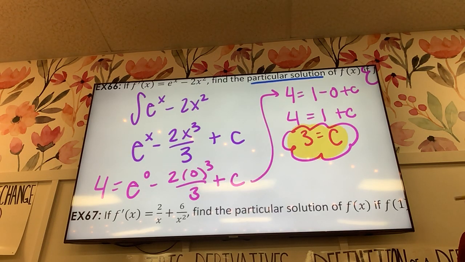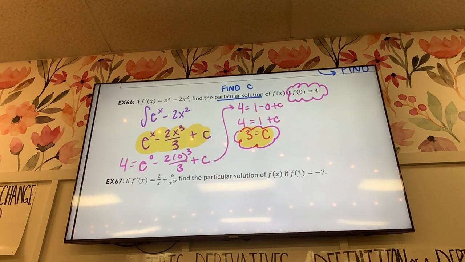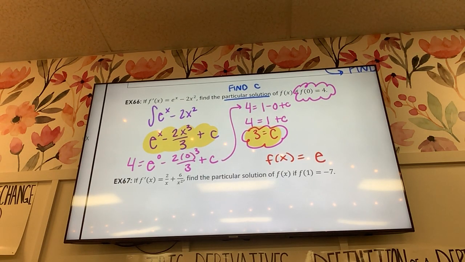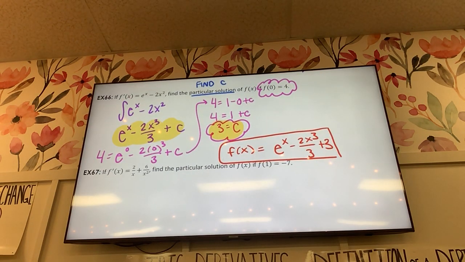Once you find C, you're going to take your general form, and you're going to write the particular solution for your final answer. So your final answer is going to be f of x equals e to the x minus 2x cubed over 3 plus 3. Not too bad, right?